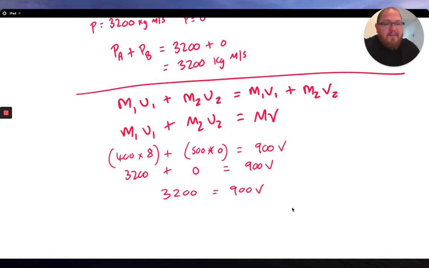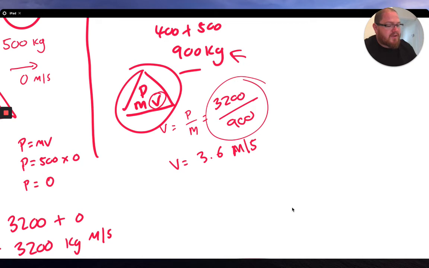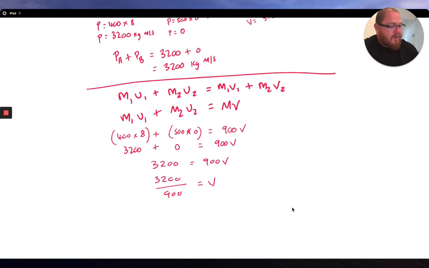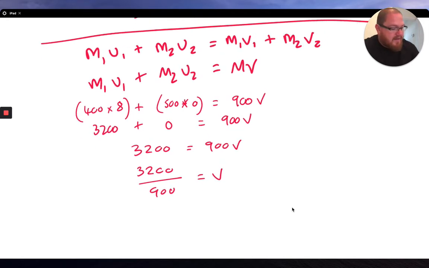I need to get v on its own, which comes back to the starter. To get v on its own, I divide both sides by 900. So step 6 is 3200 over 900 equals v. Look what I've got. I've got this step here, 3200 over 900, only I've got there much quicker. It's a much quicker process. So I'm just going to rearrange that now. I'm going to bring v on this side, and then that's going to be 3.6 meters per second.